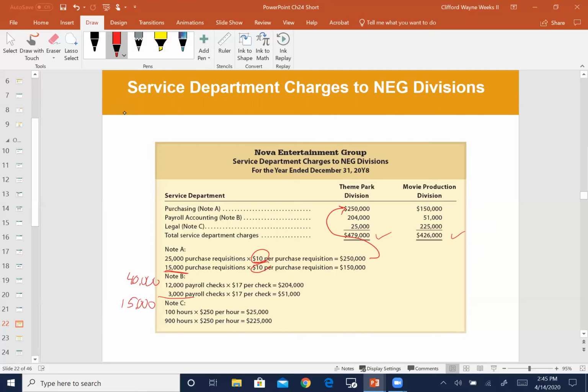If you remember, if we did the peanut butter costing, that was 452,500. If we would have allocated that to the movie production, we would have overcosted the movie production division, and we would have undercosted the theme park. The way that we did it here, using the service department charges, is a better, more accurate allocation of costs.